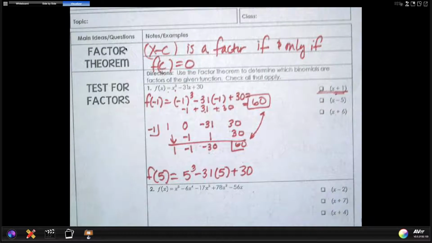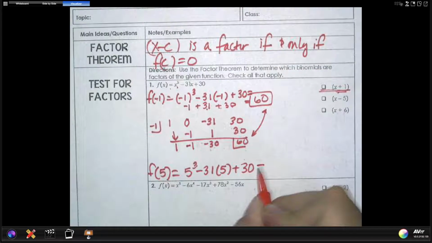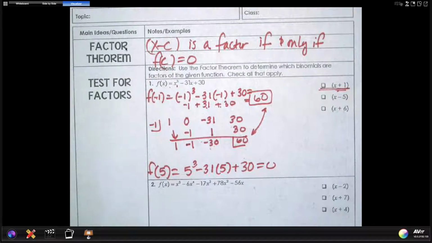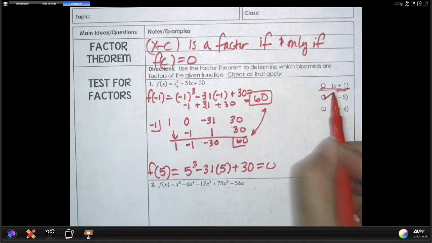What's my outcome for that? 0. So if my remainder is 0, then it's a factor. So this one is a factor.